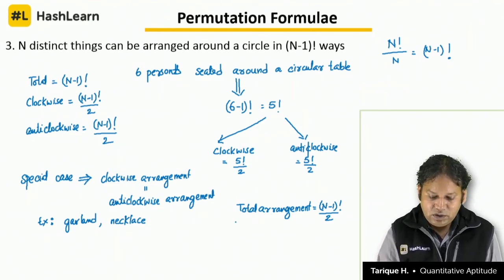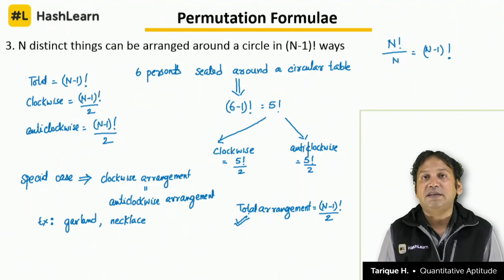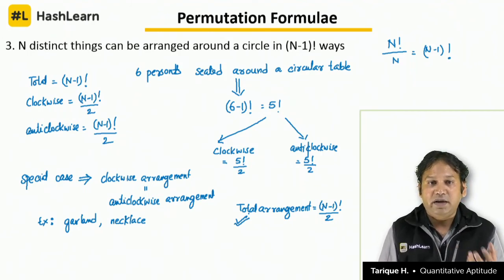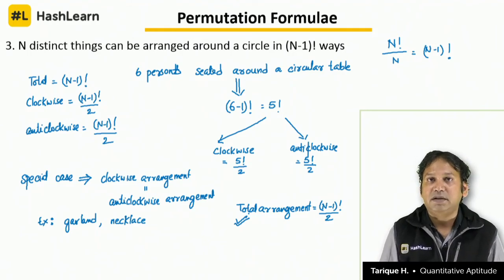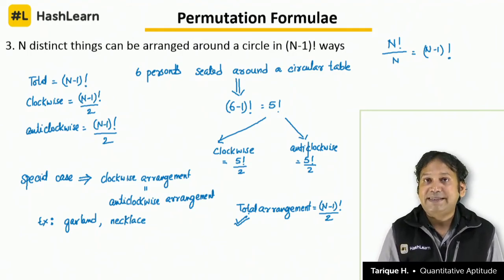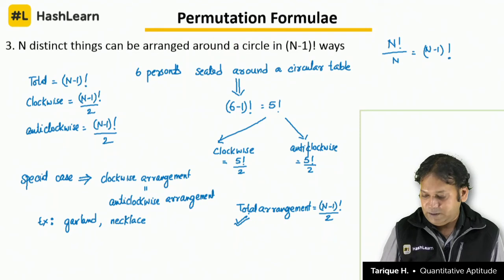are the same. The total arrangement in the case 6 things are arranged around a circle, let us say 6 different colored flowers are arranged in a garland. In how many ways can we do it? That would be 6 minus 1 factorial by 2, that is 5 factorial by 2, and that is 120 by 2, which is 60. Alright.